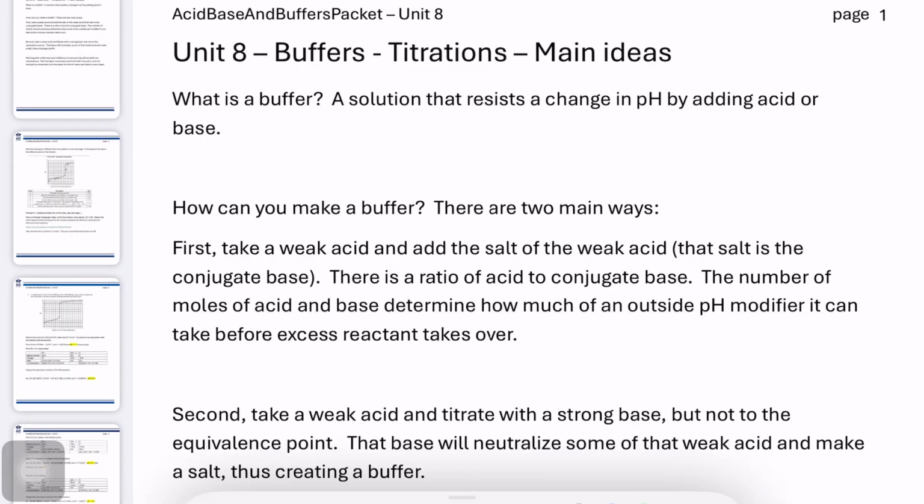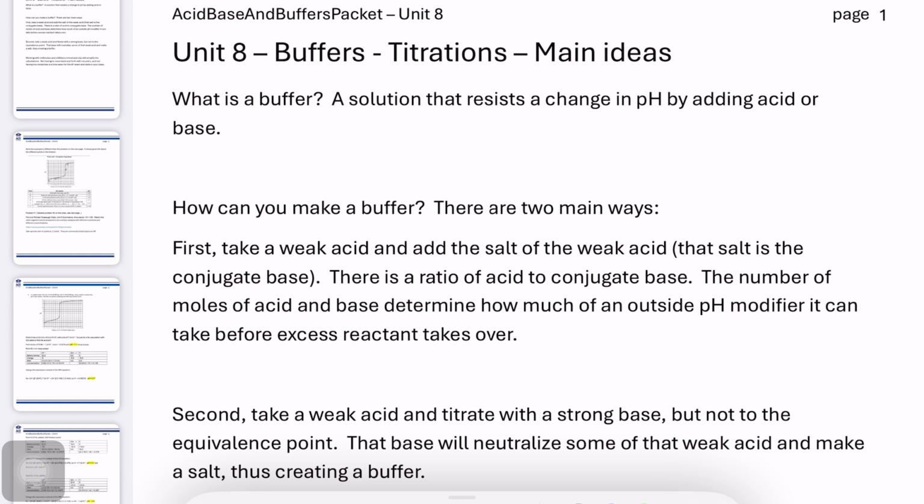Hello there, this is a video on Unit 8 titrations, acid-base, buffers. So we will be working some problems in a moment. I'll record on my iPad momentarily. Hello, this is a video on Unit 8 buffers, titrations, and main ideas.